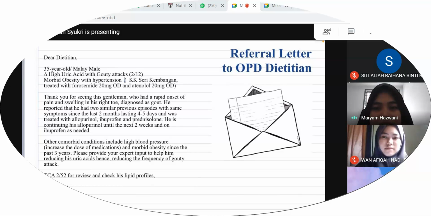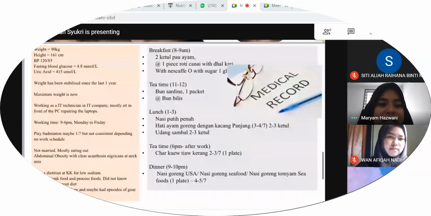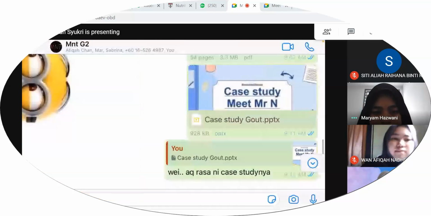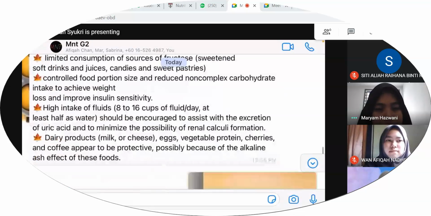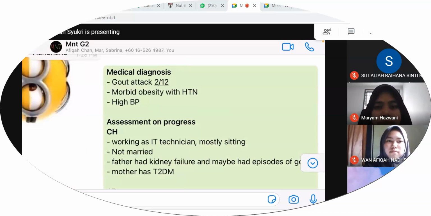So the next is to conduct an NCP. Who wants to present the NCP? Doctor, can I present the NCP? Sure. Okay, so this is what we have already. For the NCP, first the medical diagnosis is what the doctor prescribed: the doctor said that Mr. N has gout attack twice a year. He also has morbid obesity with hypertension, and he also came with high blood pressure.